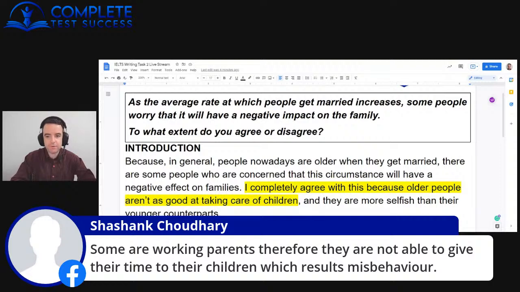You need to develop that further. So for a full body paragraph, you're looking at somewhere, not exactly, but somewhere around 100 words. So it would need to be longer than what you've written here.